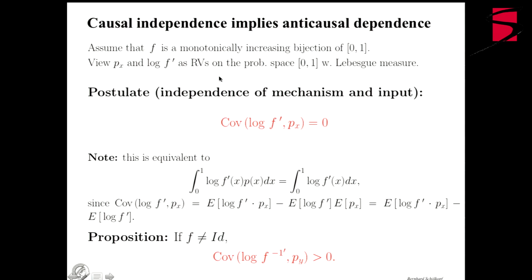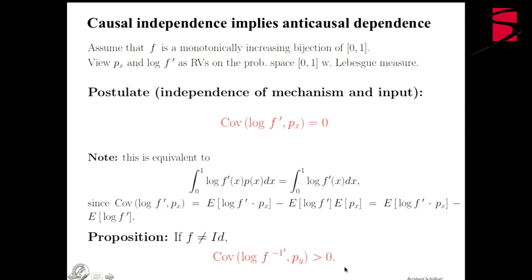So we can define certain random variables. We actually view the density of the input as a random variable, and the log of the derivative of the function. We postulate that the covariance between these random variables vanishes, and then we can prove that unless the function is the identity, in the backward direction, this equality here is strictly violated. So this covariance will be strictly positive.